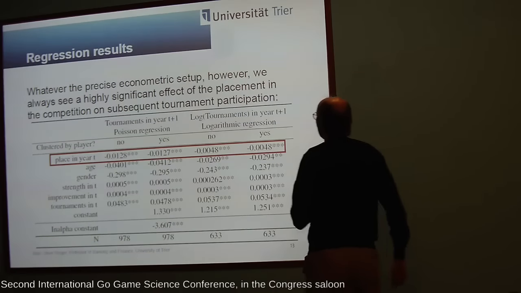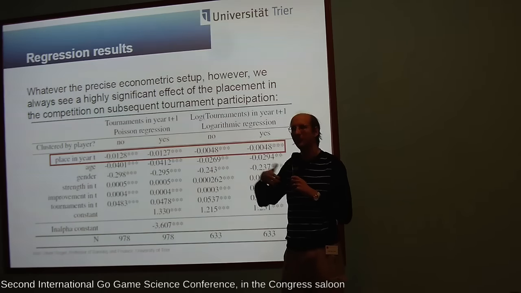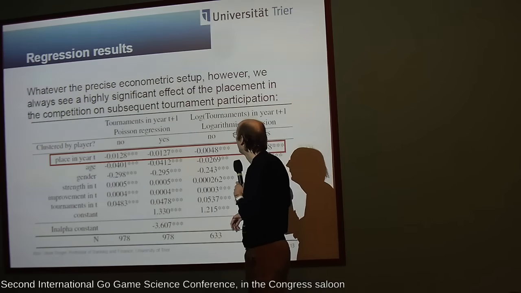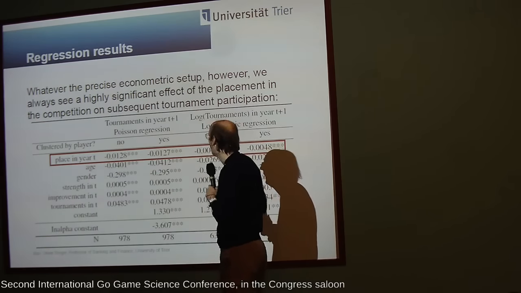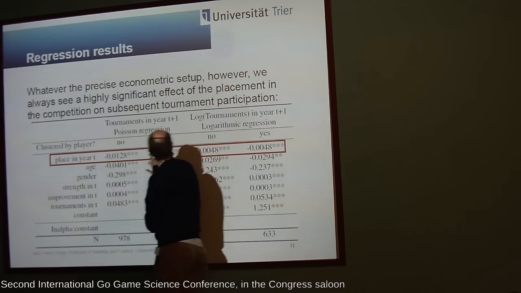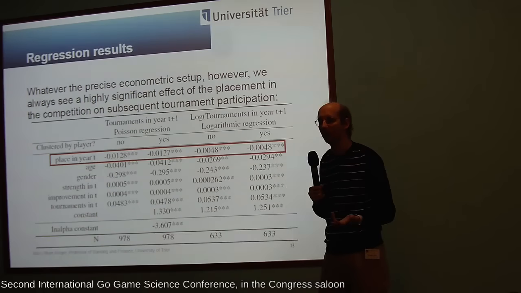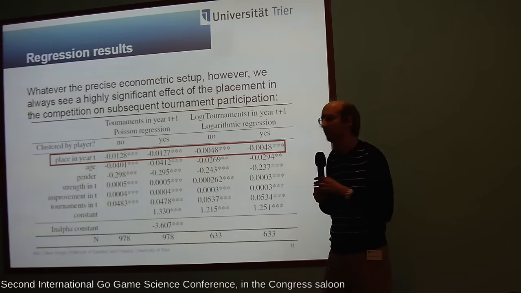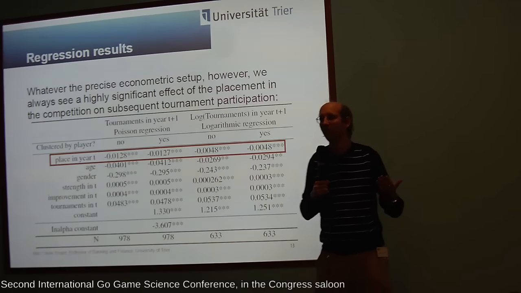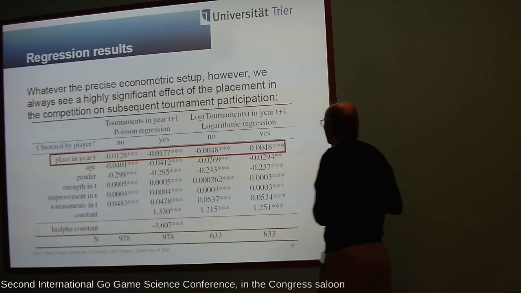And that's the regression result here. Since the number of tournaments participated in is really highly skewed, we used two models. We used the logarithmic regression and we used the Poisson regression. And in any case, the place in year T was always significant for the number of tournaments played in year T plus 1. We have a minus sign here because when the place was high, that means you had a bad result. Place number 1 is the best you can get. That's why the minus sign comes in.